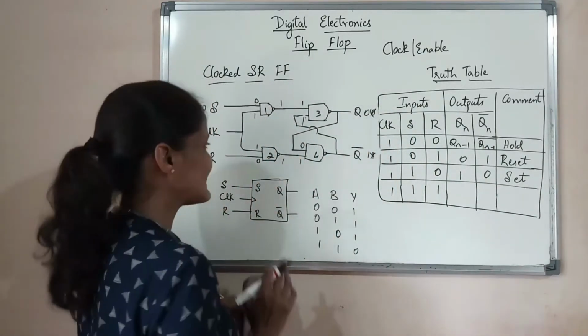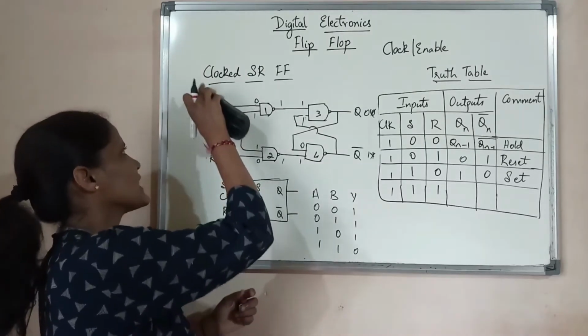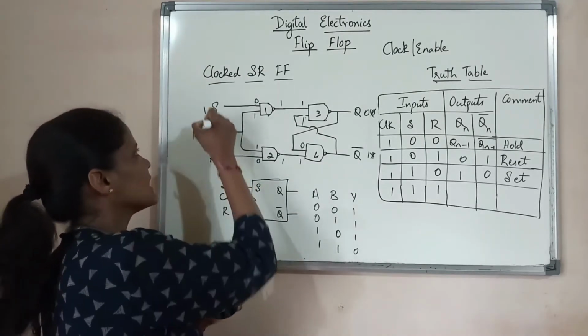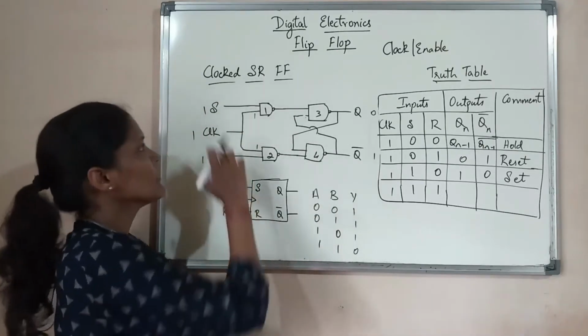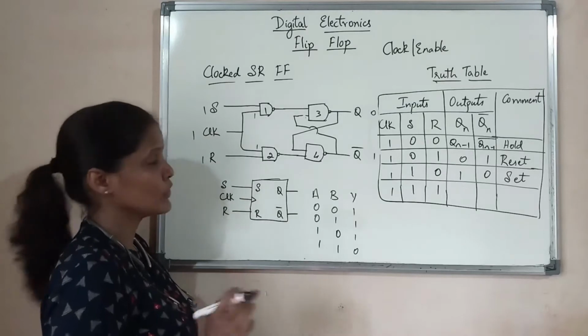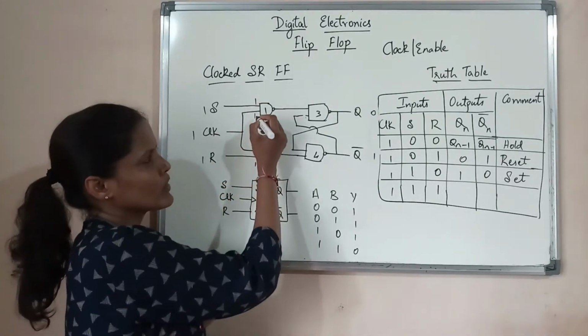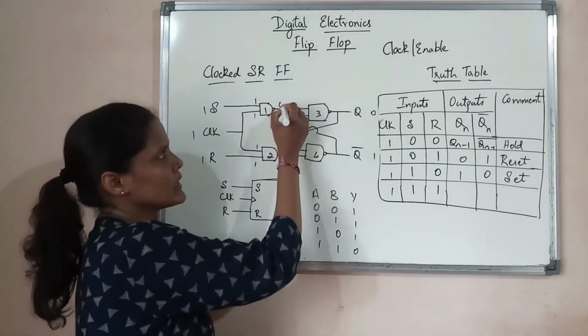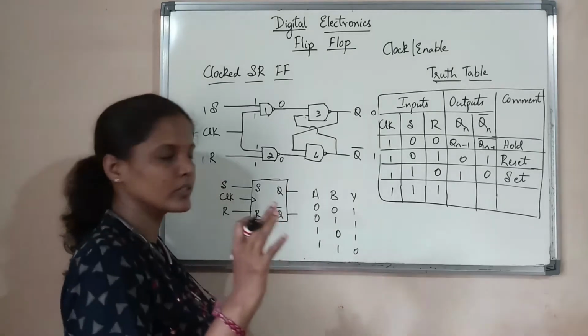Now let me check this last part, that is both the inputs are equal to 1. ಎರಡೂನು ವ್ಯಾಲ್ಯೂ 1 ಇದ್ದಾಗ ಏನಾಗುತ್ತೆ ಚೆಕ್ ಮಾಡೋಣ. So let me check this last condition. When both the inputs S and R value is equal to 1 and clock is also equal to 1. Illi 1 1 barte. When both the inputs for an AND gate is equal to 1, the output is equal to 0. The same condition applies here. So the output of a second AND gate is also equal to 0.